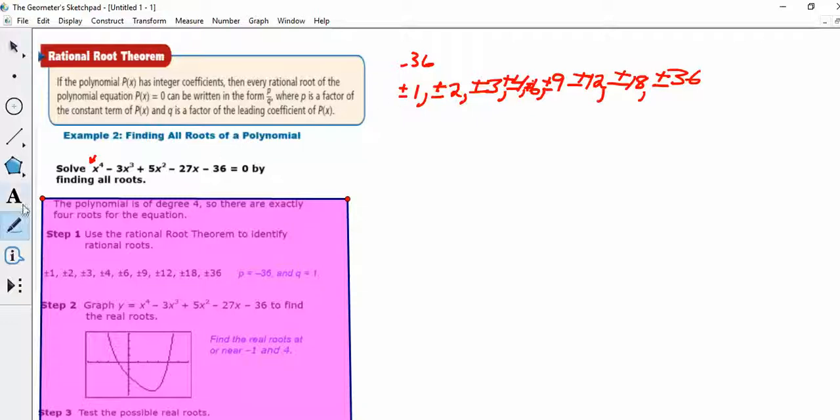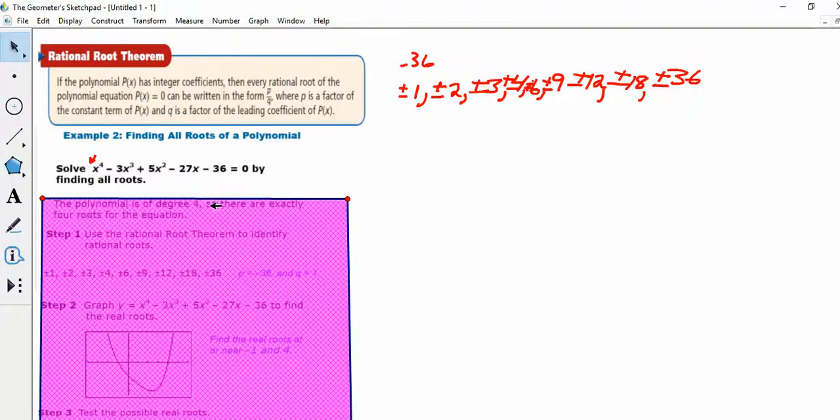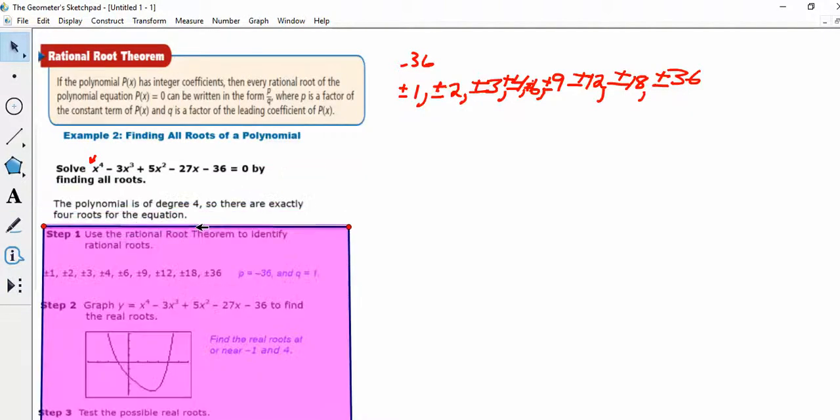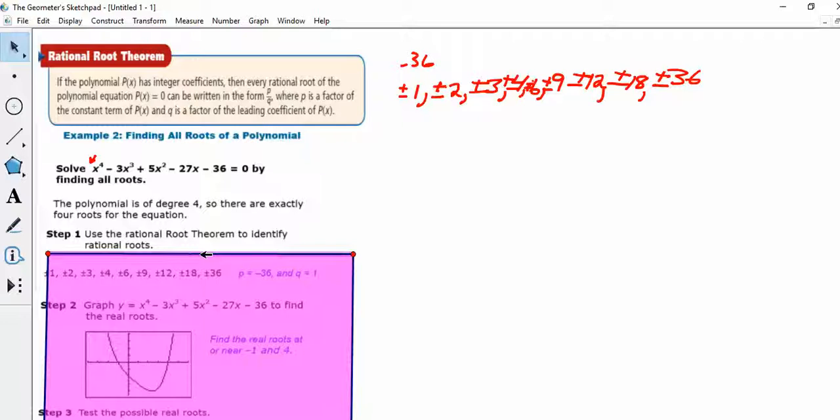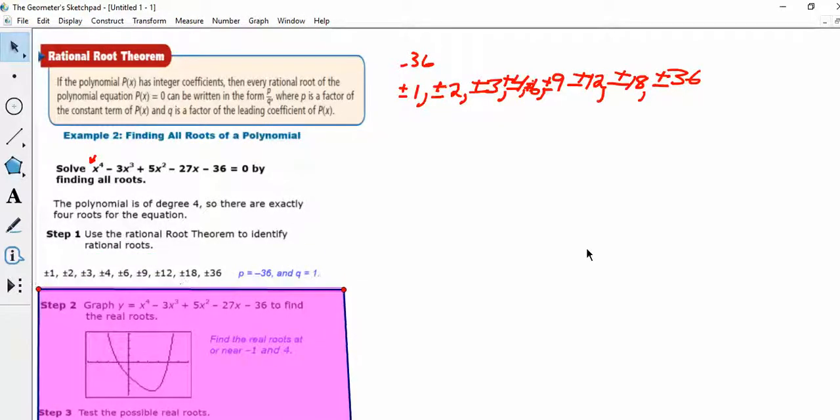Now only 4 of them will be roots, because this is a degree of x to the 4th, which means that there are going to be exactly 4 roots for the equation. So I already used the rational root theorem to identify the possible rational roots. That's the first step. And here's all my possible roots, and they're the same as the ones I wrote down over there.